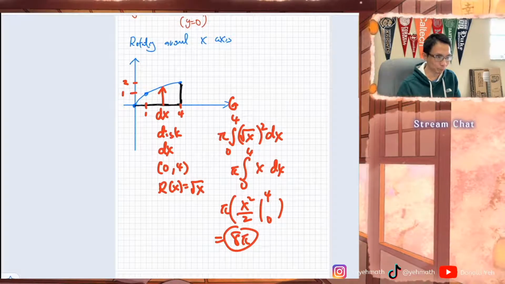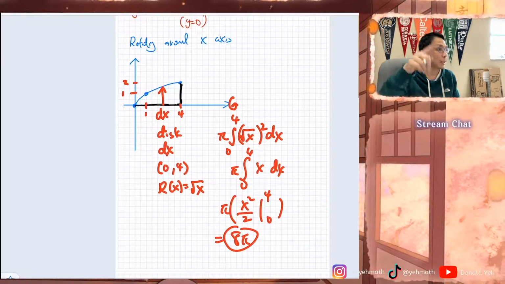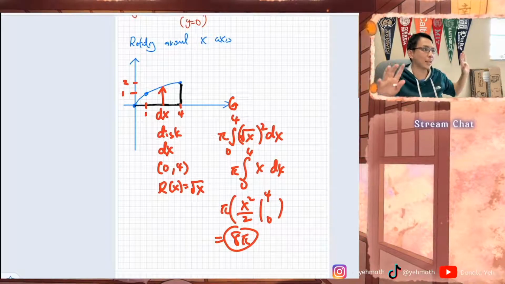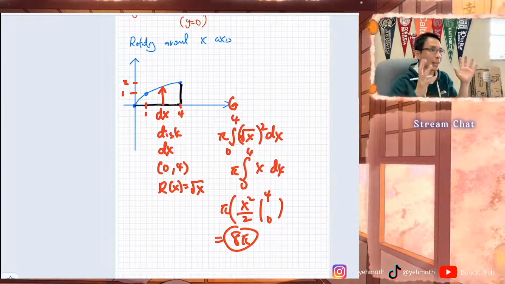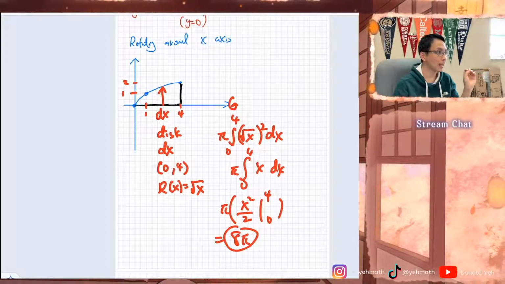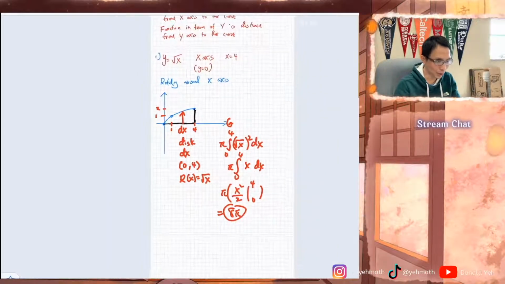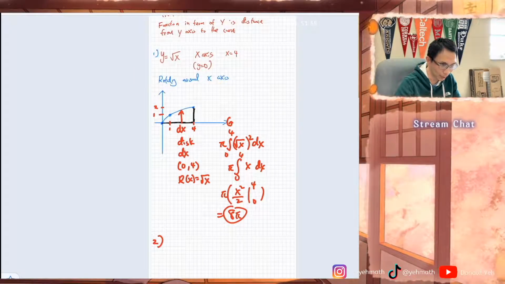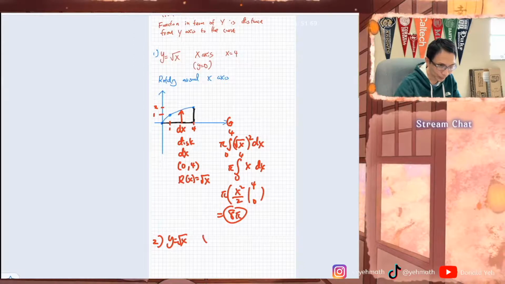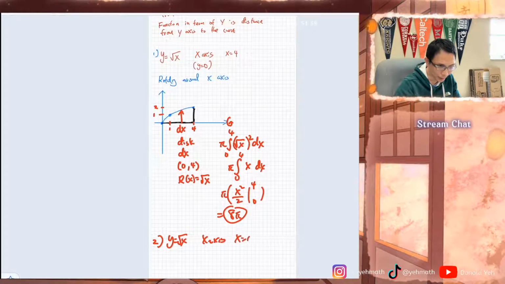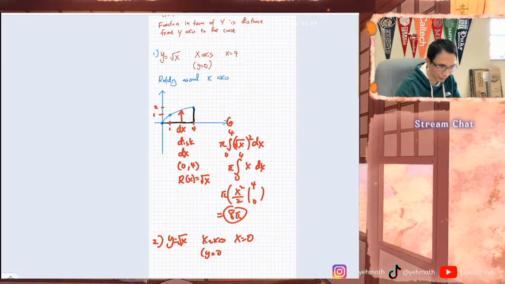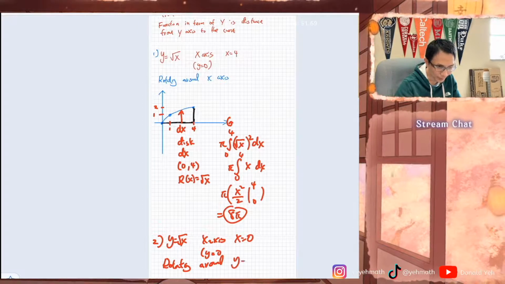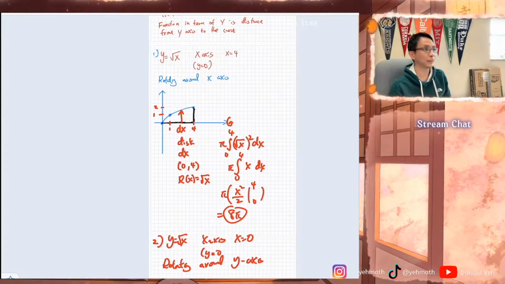How about the next one? If the same graph rotates around the y-axis, I don't want you to do any work. I just want you to visualize what kind of shape that looks like. You don't have to do math. You just have to tell me what shape it would look like. That's the first thing I want to ask you. So y equal to square root x, x-axis, x equal to 4. This is known as y equal to 0, but it's rotating around the y-axis. What would the graph look like?